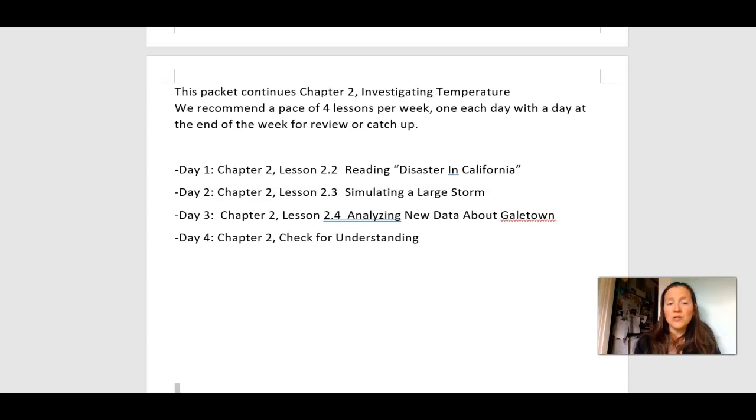Day 1, we're going to do Lesson 2.2, reading an article called Disaster in California. Day 2, we're going to do Lesson 2.3, simulating a large storm. Day 3, we're going to do Lesson 2.4. We're going to analyze some data. And then on Day 4, we're going to do a check for understanding to see how much we've learned and what questions we might have that we can then ask our teachers.